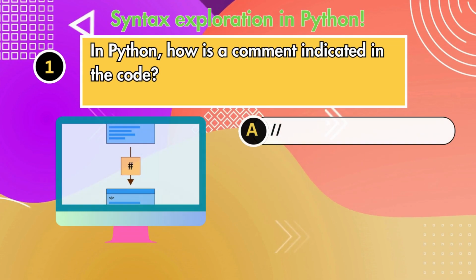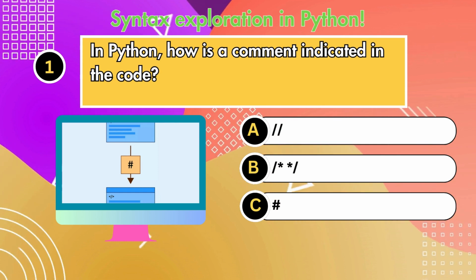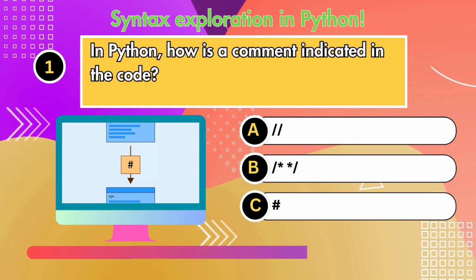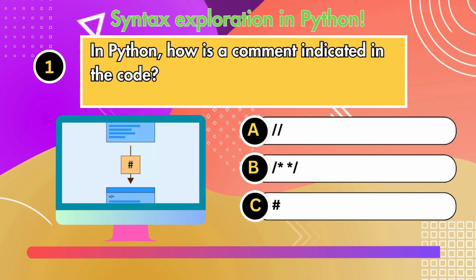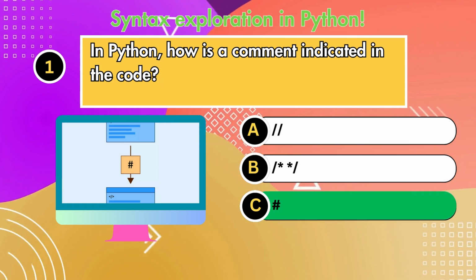In Python, how is a comment indicated in the code? A. // B. /* */ C. Hashtag. Answer is hashtag.